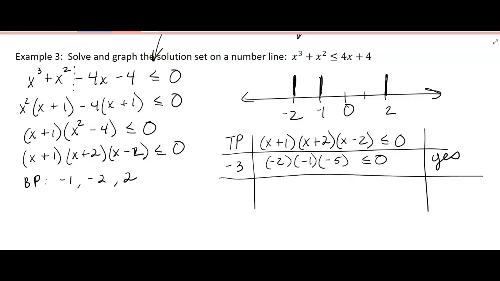Now pick a number between -2 and -1. That's a little trickier, isn't it? So I'm going to say -1.5. That gives me a negative 0.5. It doesn't really matter what the number is, I just know that it's negative. And it's going to be a positive 0.5 here. And then I'm going to have a negative 3.5. Is that less than or equal to 0? Well, I've got a negative times a positive times a negative. That makes a positive number. Positive numbers are not less than 0, so no.